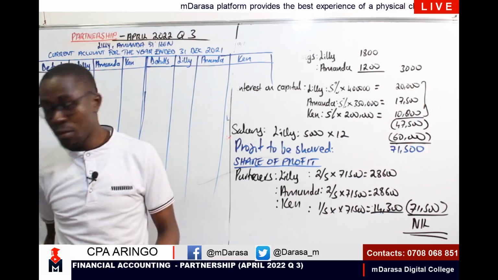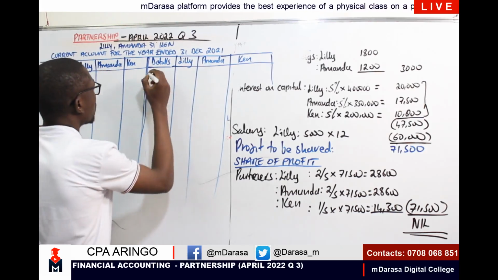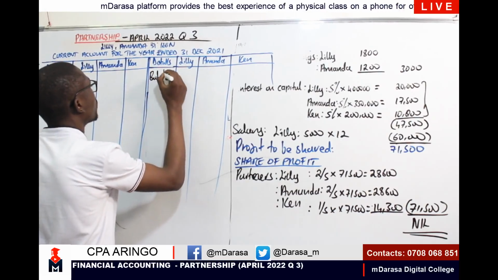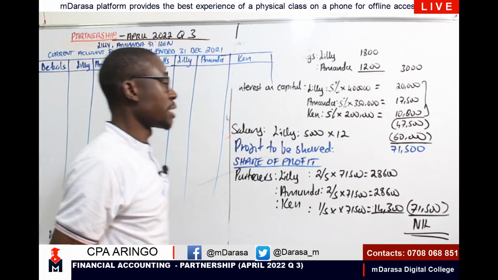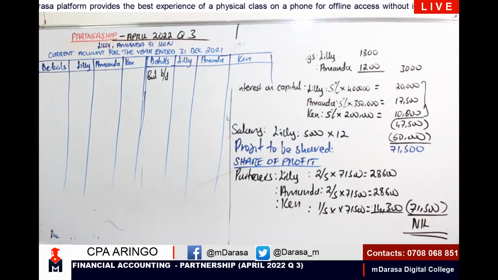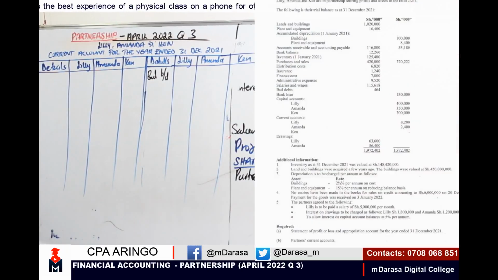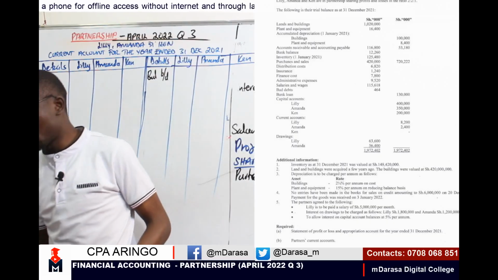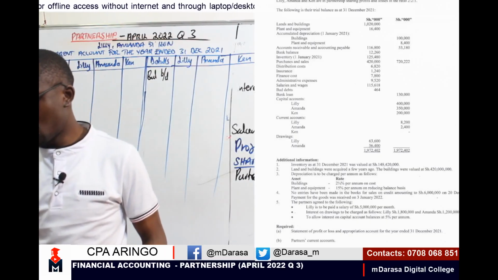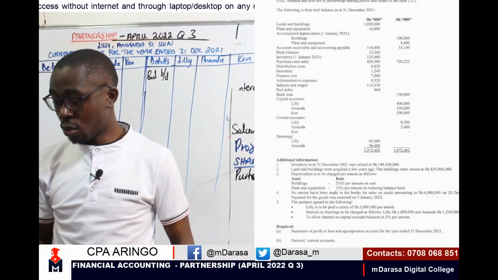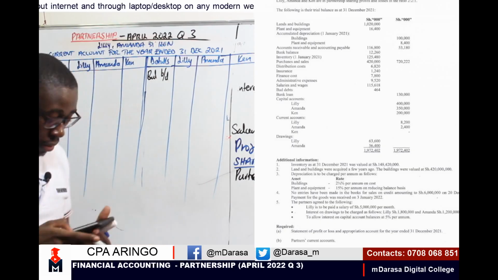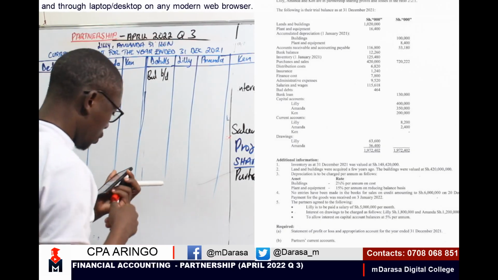So therefore, I'm going to have a balance brought down for our current accounts. Balance brought down, what were we given? We go to our current account and see what we were given. If you can check our current accounts, I'm having Lily, Amanda. Ken did not have any balance in the current account. So we should be talking of these individuals.